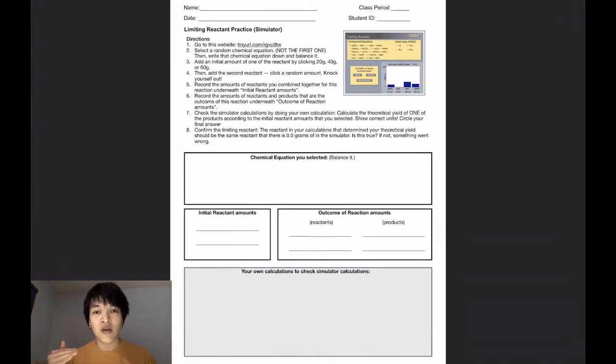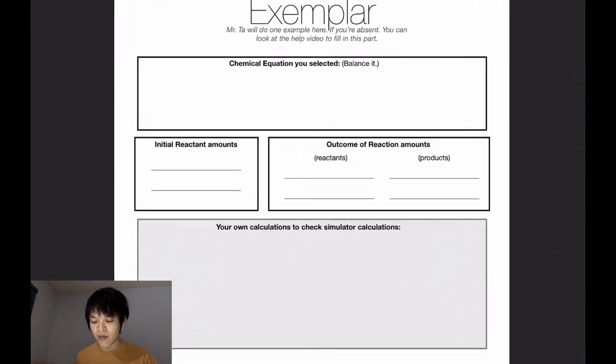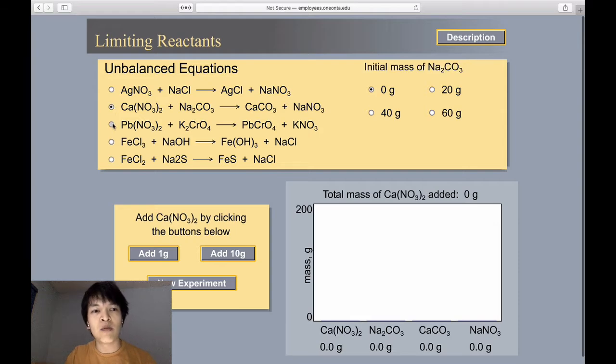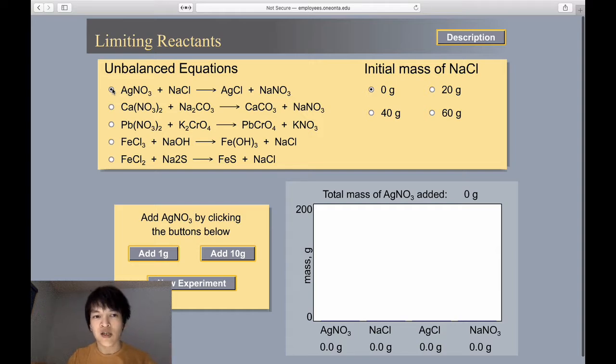But I'm going to assume that you have already read the directions so I can work on the exemplar with you. Okay. Now we're looking at this limiting reactant simulator, and in the simulator there are 5 different chemical reactions to choose from, but I will be using the first one, so please don't use the first one in your individual practice.